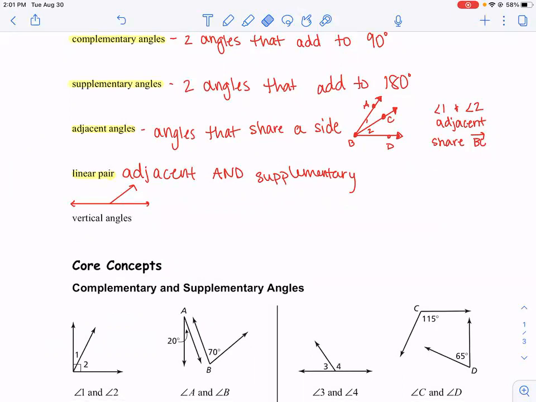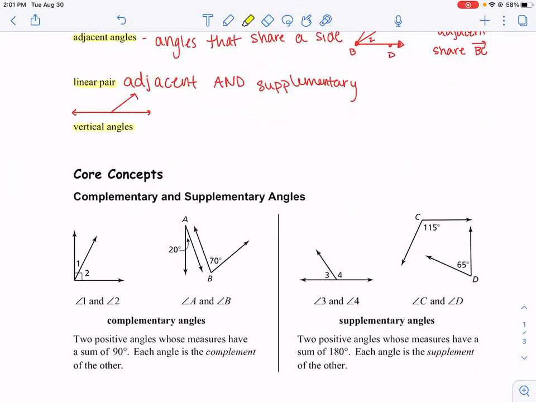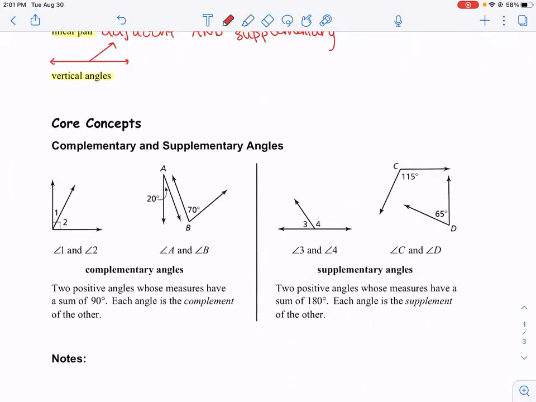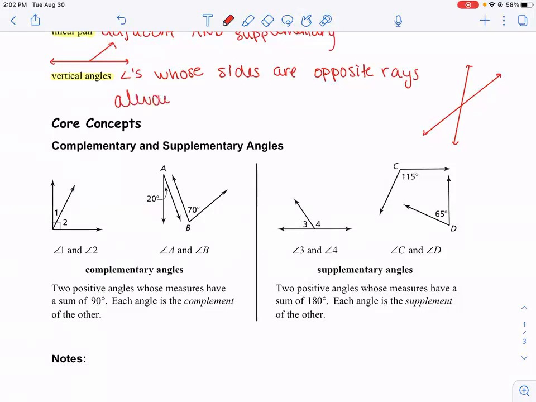Now, vertical angles. I feel like you guys learned this last year too, right? Okay, it's okay if you don't remember. Vertical angles are angles whose sides are opposite rays. Side note, something that's very, very, very important: vertical angles are always congruent. So please have this written down and draw that picture, and we're going to talk about angles that are vertical angles.